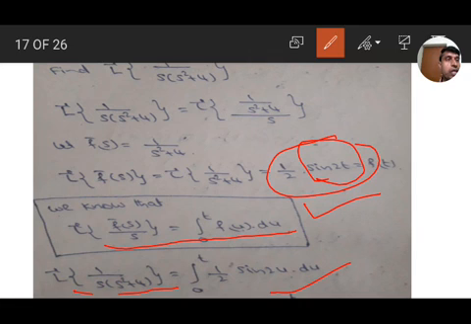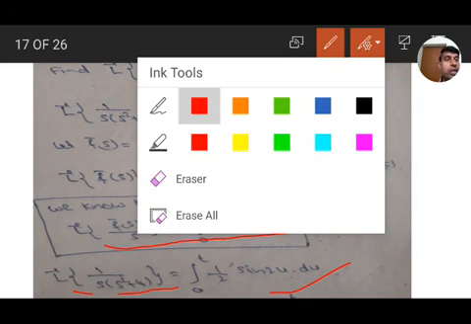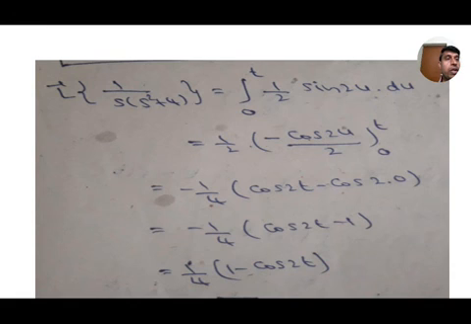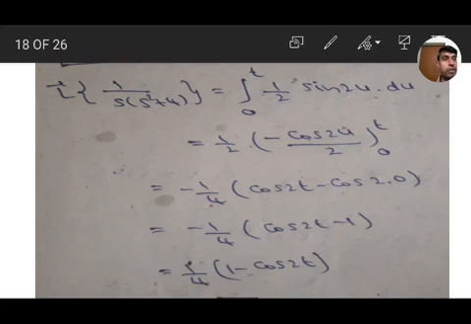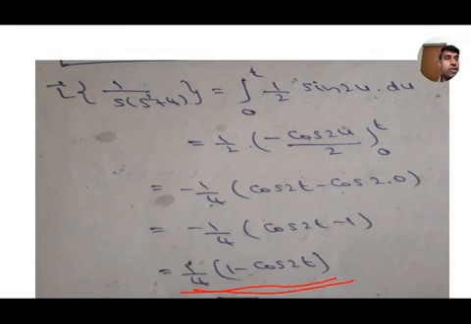1 by 2 outside, sin 2u integration is minus cos 2u by 2, and limits, upper limit minus lower limit, we get 1 by 4 into 1 minus cos 2t. Okay, it is the final answer. Next, let us move to the next problem.